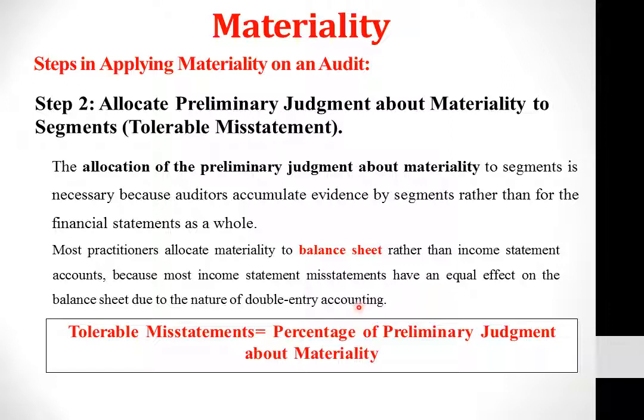So how do we calculate tolerable misstatements? Tolerable misstatement is a percentage of primary judgment about materiality. It is a proportion of the primary judgment about materiality, and this is given to you.